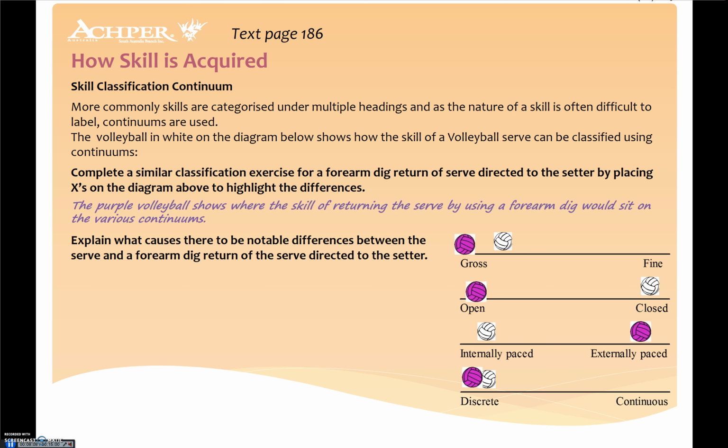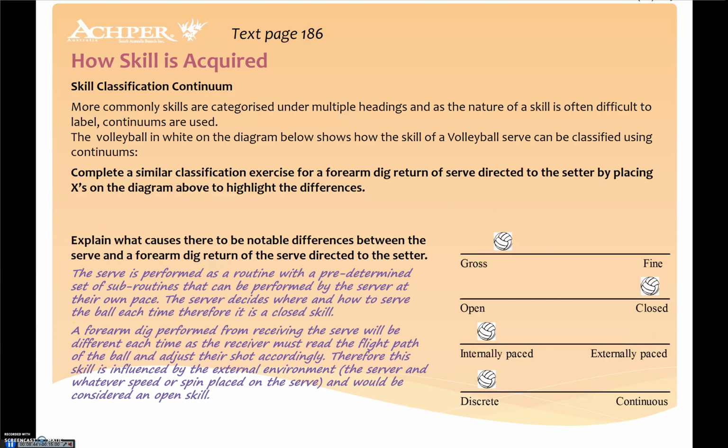Now if we look at returning the serve, a volleyball forearm dig, we do get a lot of control with our legs, major muscle groups in our legs, so it makes it a gross skill. It is very much an open skill because we are relying on the fact that an opposition player has served the ball. We cannot control where the ball comes to us. We have to adapt and move to where it's hit to us. It is externally paced because the opposition server decides when the skill is executed, and our skill relies on them. And again, it is a discrete skill.